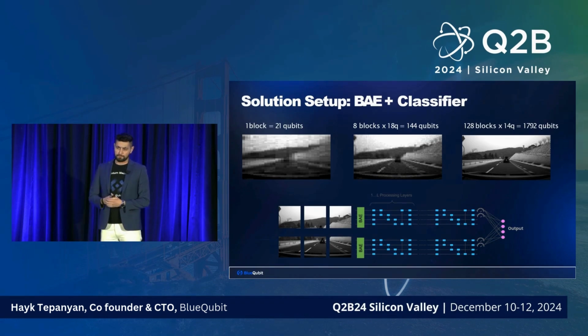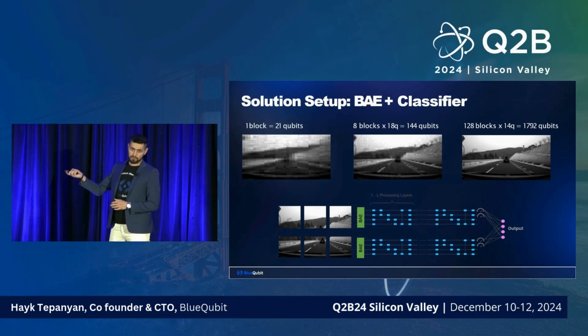So what we do on the quantum side, basically, we take the image. First we take the grayscale version of the image, and then the solution is comprised of 2 parts: the block amplitude encoding and the actual classifier part. You can see a high-level diagram of that at the bottom of the slide.